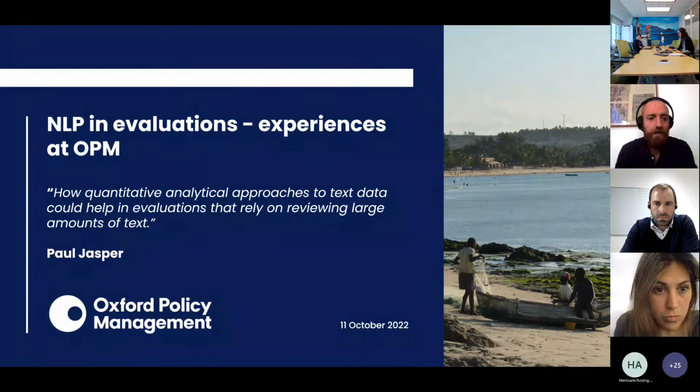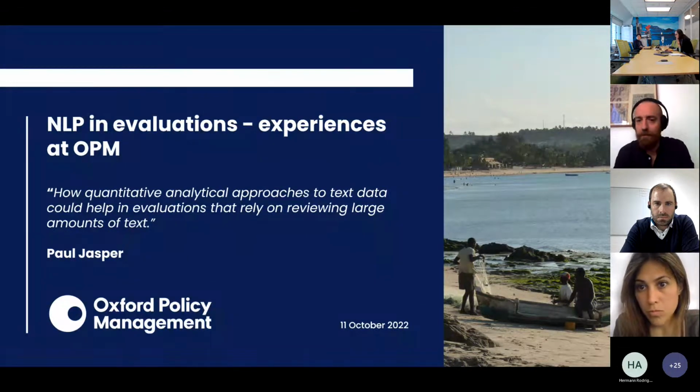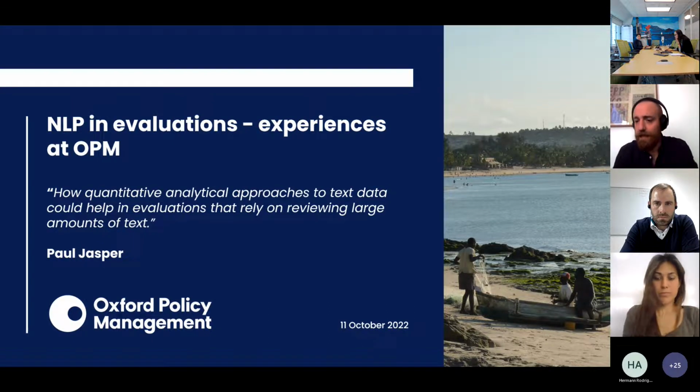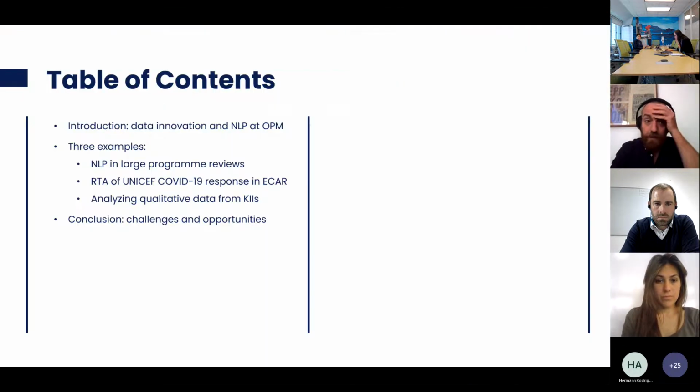As Uyen explained, I'm going to spend about 20 minutes touching on 3 examples of natural language processing or text analytics in the context of evaluations that we have implemented at Oxford Policy Management. I'm going to start briefly by discussing how this fits into our general data innovation work at OPM. Then I'm going to explain the 3 examples, and wrap this up with a brief conclusion around where we see challenges and opportunities of using NLP in the context of evaluations. Some of these you will have seen in the examples that I'm going to be giving.